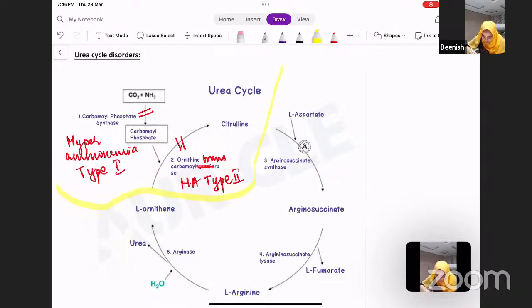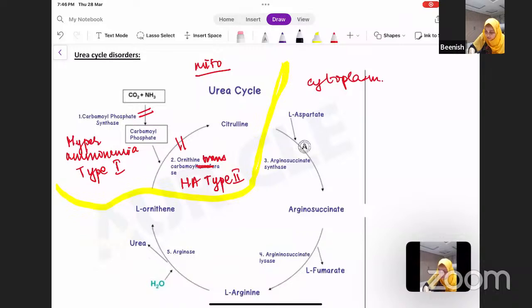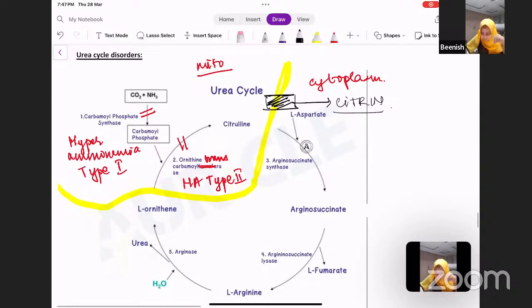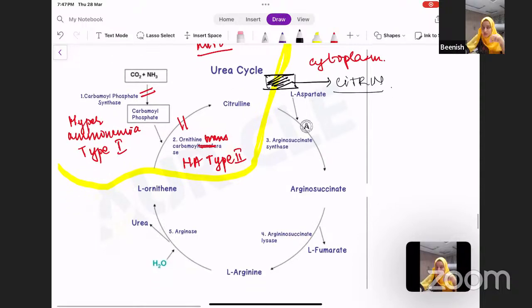Okay, let me just do a segregation of this here. This yellow line that I have drawn indicates compartmentalization. So this is the mitochondrial line. Basically, I'm trying to show this side is mitochondria and this is your cytoplasm. And I told you that there was a transporter, the citrin transporter, which was transporting your aspartate. Aspartate was coming from the mitochondria into the cytoplasm via the citrin transporter.